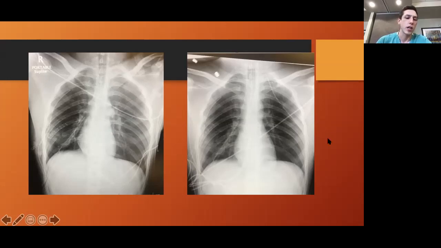In addition, we performed a DPL at the bedside and determined that the fluid in his abdomen was neither blood nor urine. And he responded well to blood transfusion and was able to come off of all the vasopressors. Any questions so far about case 2?